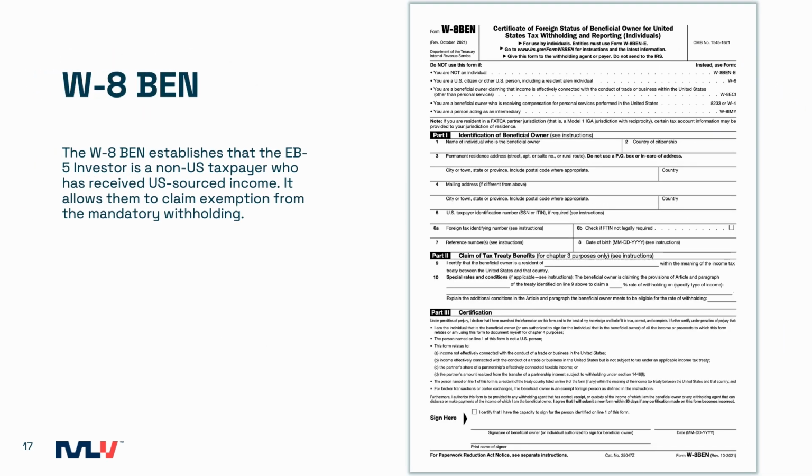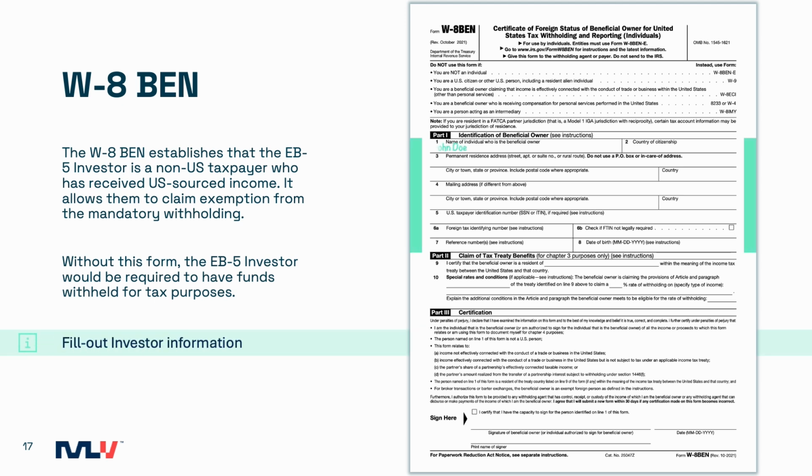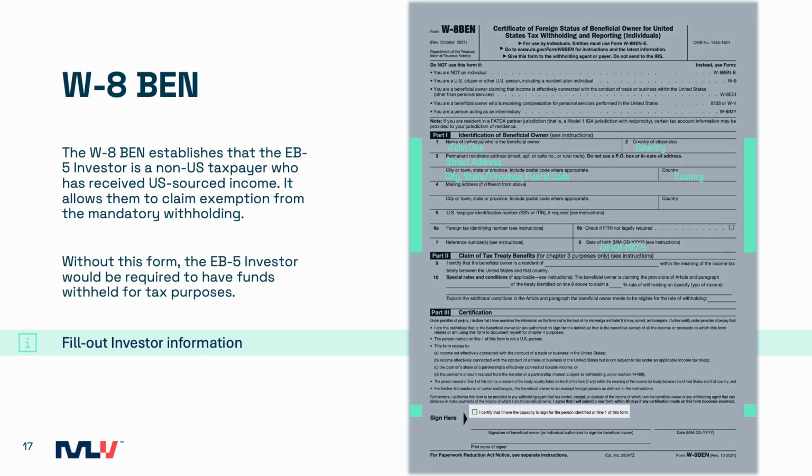The W-8BEN is a tax document that exempts the investor from tax withholding requirements. Though it is not required, it will make sure the investor does not have interest payments or other funds withheld for tax purposes. The investor should fill out the information in Part 1, items 1, 2, 3, and 8. At the bottom of the page, the investor must check or mark the box above the signature in the line that starts with the words, "I certify."